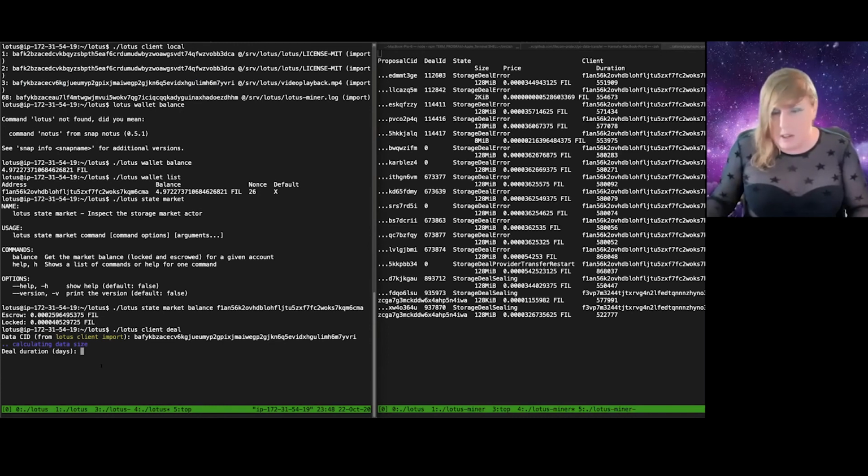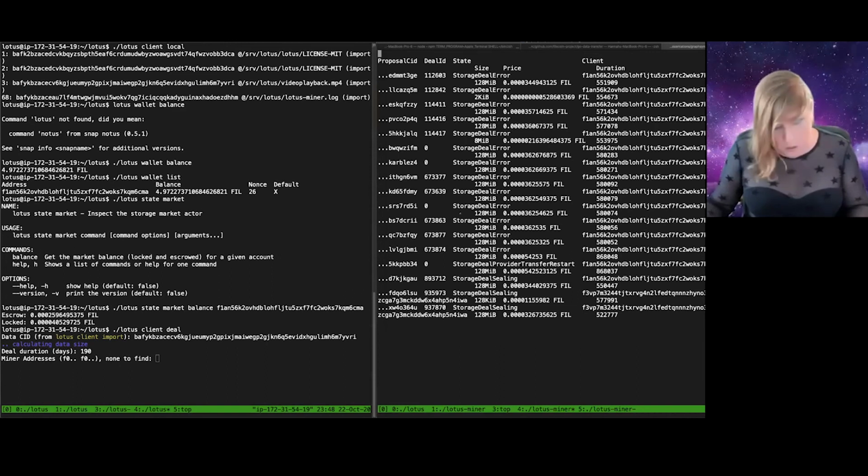Now it's going to do some calculations for me. I need to put in a deal duration. It has to be at least 180 days or more. So I'm going to put that in. Now I need to put in a miner address. And to do that, I can't remember what this miner's address is, so I'm going to run it over here.